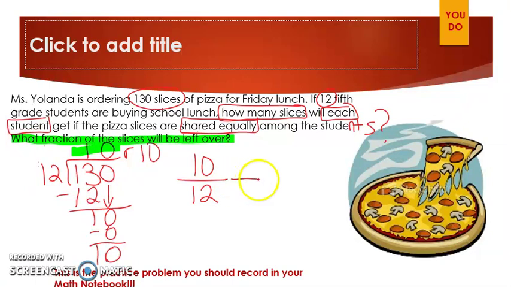And probably a review skill from 4th grade is that you can actually reduce this, because 10 and 12 can both be divided by 2. So if we divide each one of these by 2, 10 divided by 2 is 5, and 12 divided by 2 is 6. So we could also say that we have 5/6 of the slices will be left over.